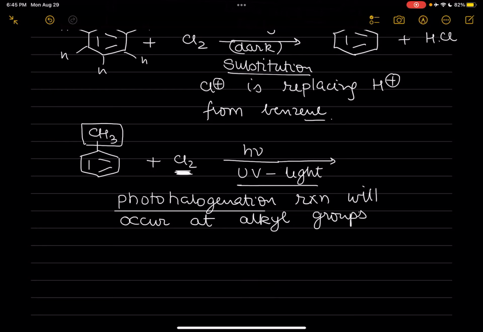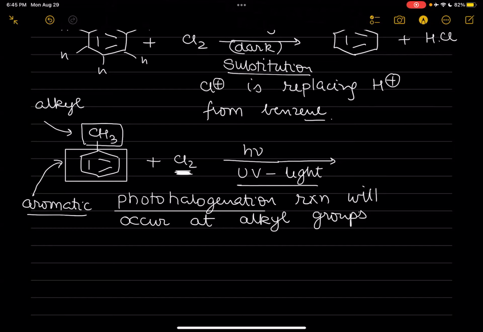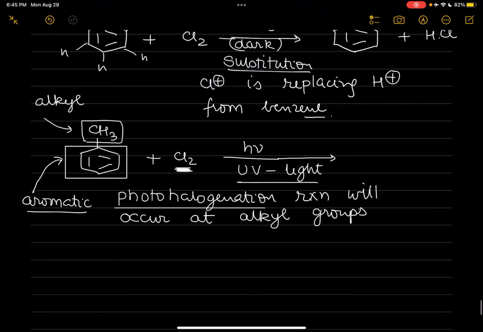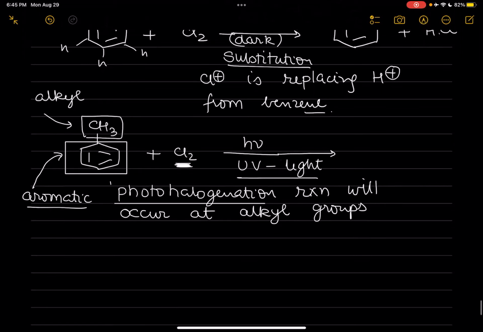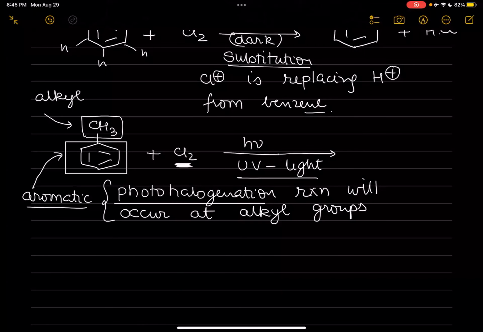So which is the alkyl group? Yes, this is the alkyl, and which group is this, Aishwarya? Yes, this is the aromatic group, right? Aromatic means benzene. And the normal side chain, methyl, ethyl, one or two carbons, that is the alkyl group. So the photohalogenation reaction will occur at the alkyl group, in the presence of light.